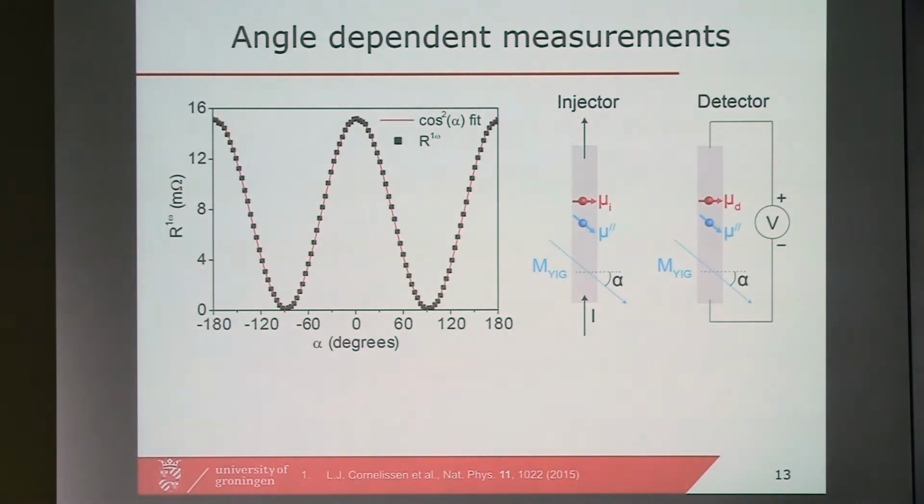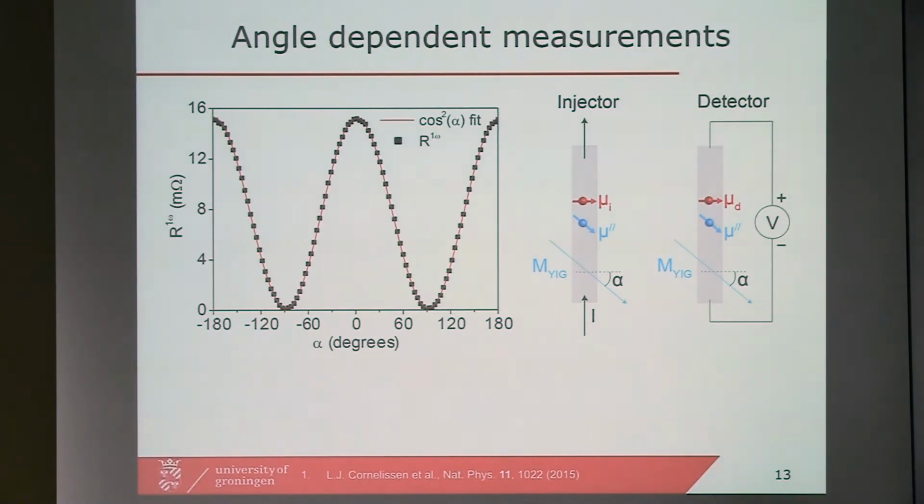And so what you get if you rotate the sample in the external field like this is the following curve. Here you have the angle alpha, and here you have the non-local resistance, which is just the voltage we measure over the current that we send. And you see that it fits nicely this cosine square alpha dependence.